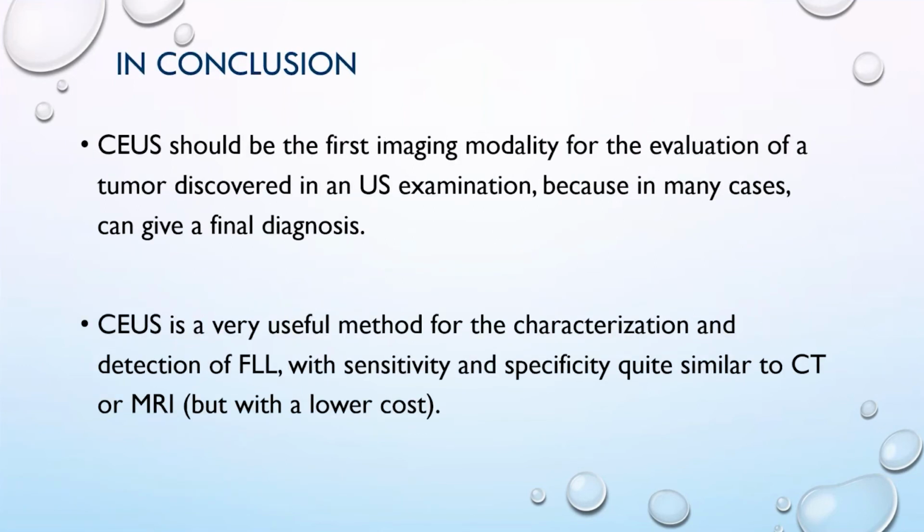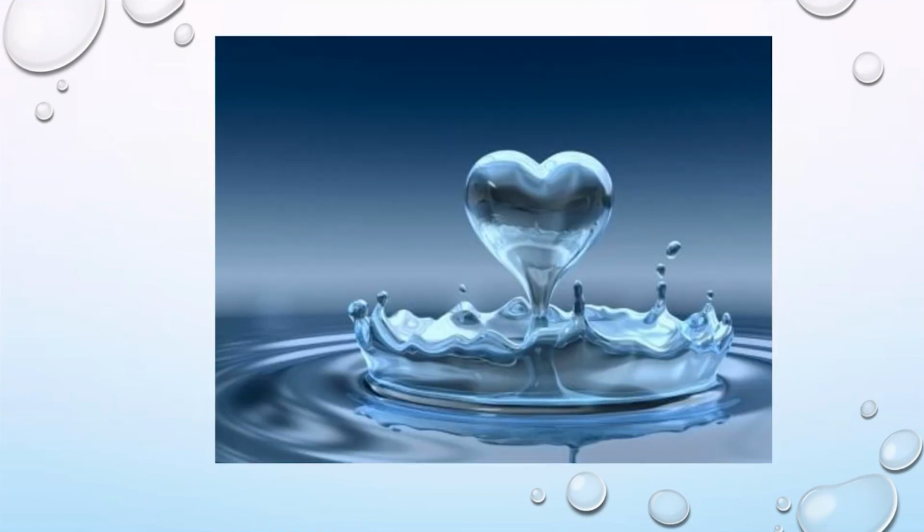It can be an alternative to those situations where the results are unclear, and it's very good also in this situation. So I hope we were all able to convince you that this should be the first imaging modality that you use for the evaluation of a focal liver lesion that is discovered in an ultrasound examination, because in many cases you are going to get a lot of information for your patient in a very short time and with very low risk. And it's a very useful method for characterization of focal liver lesions with a sensitivity and specificity quite similar to CT or MRI, but with a lower cost.